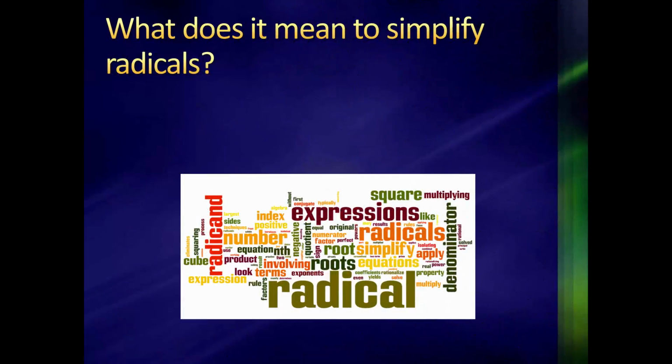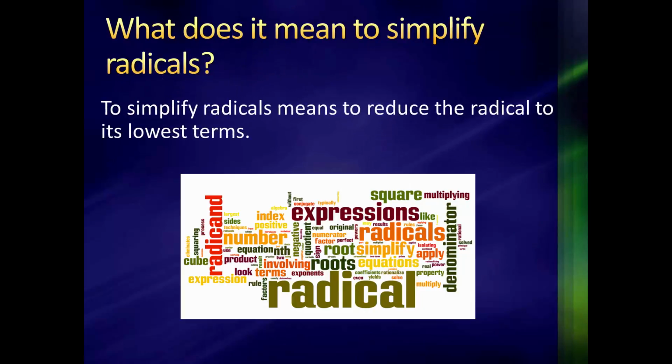What does it mean to simplify radicals? Well, to simplify radicals means to reduce the radical to its lowest terms, kind of like you would do with a fraction. If you had the fraction 3/6, we would reduce that to be 1/2. Radicals can also be reduced to lowest terms.